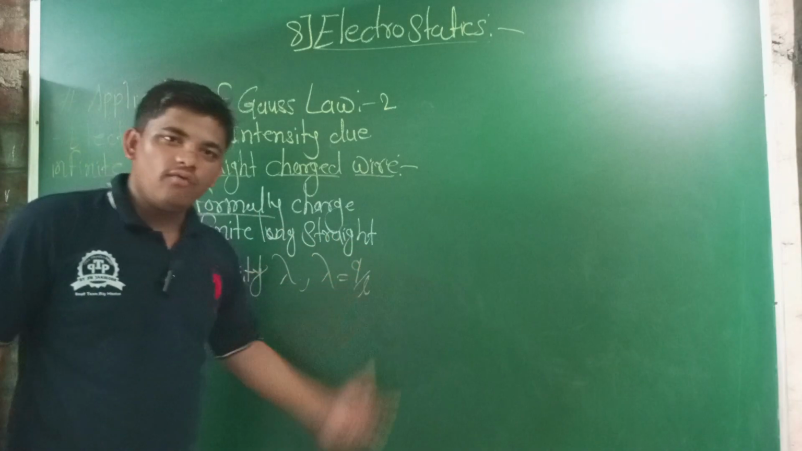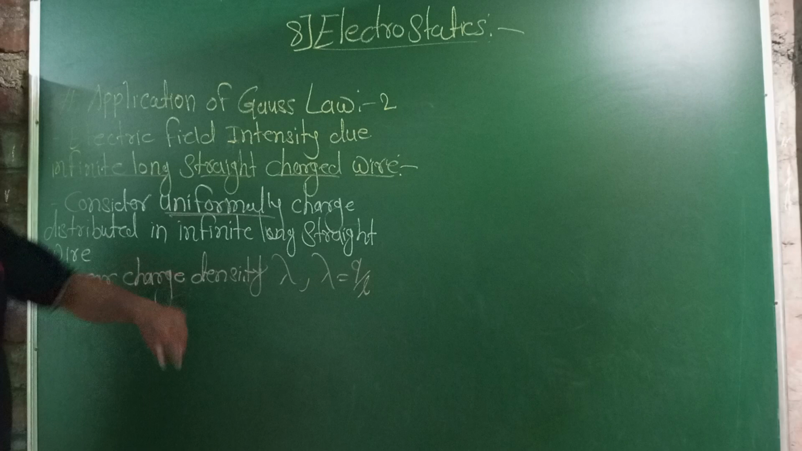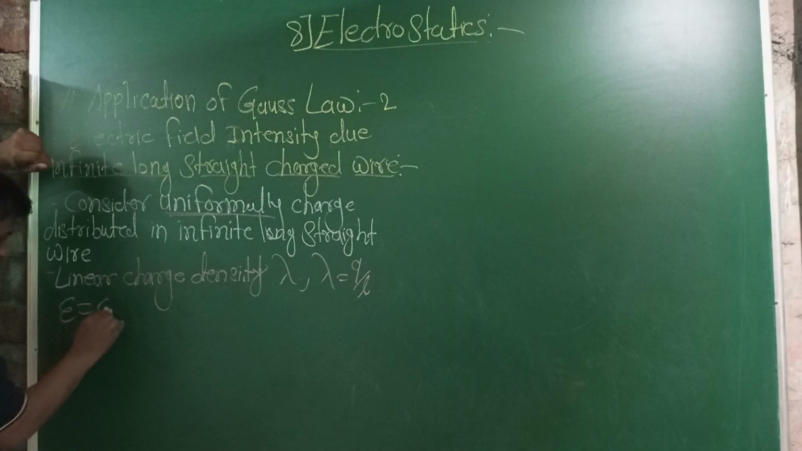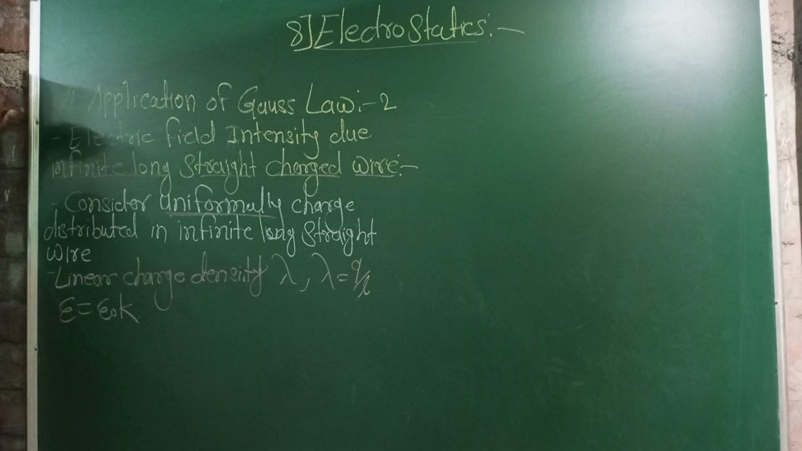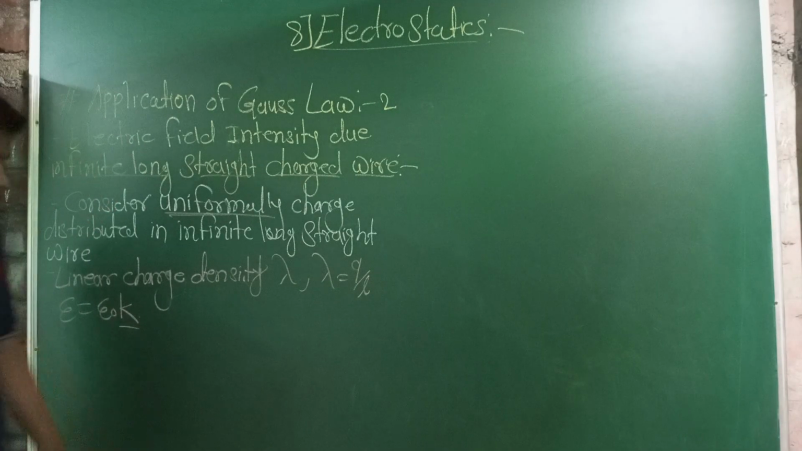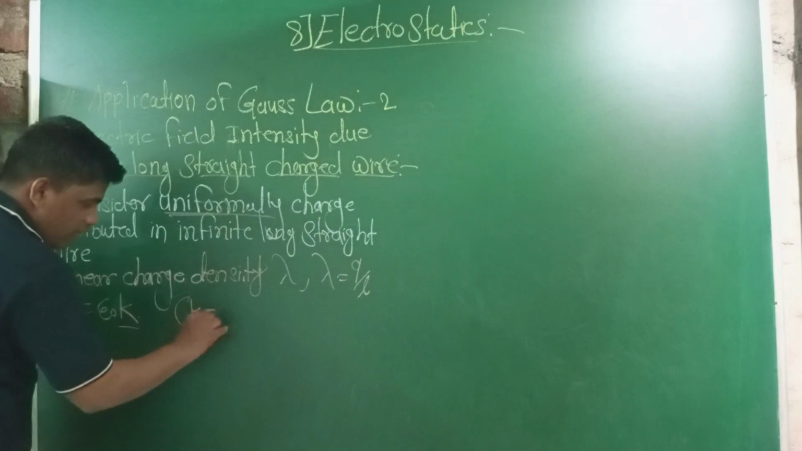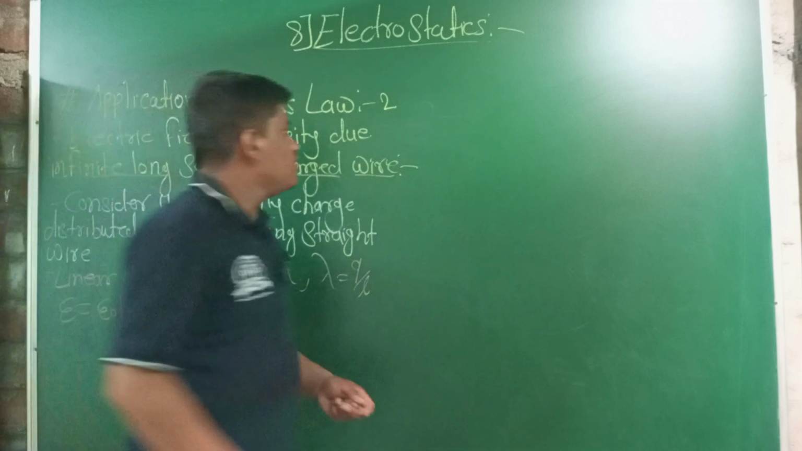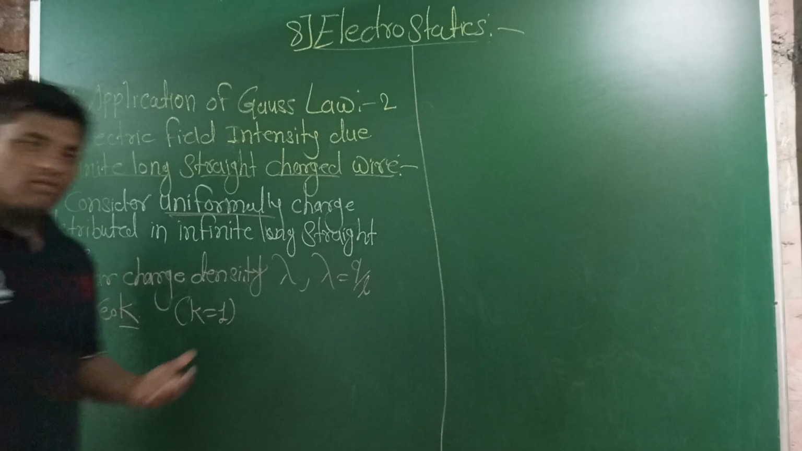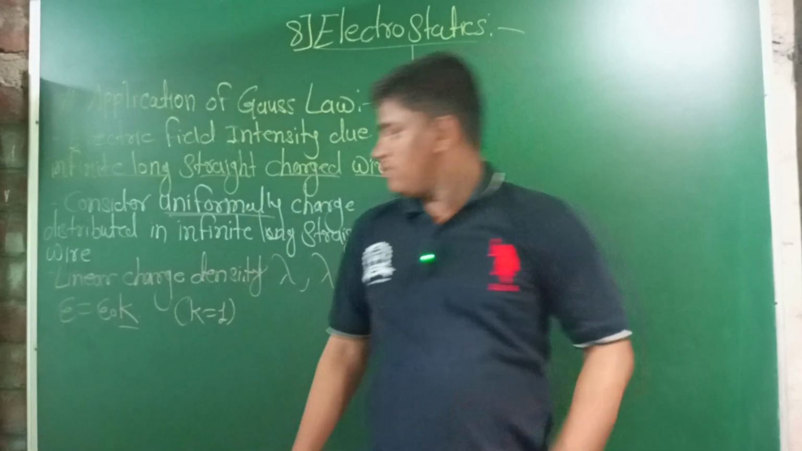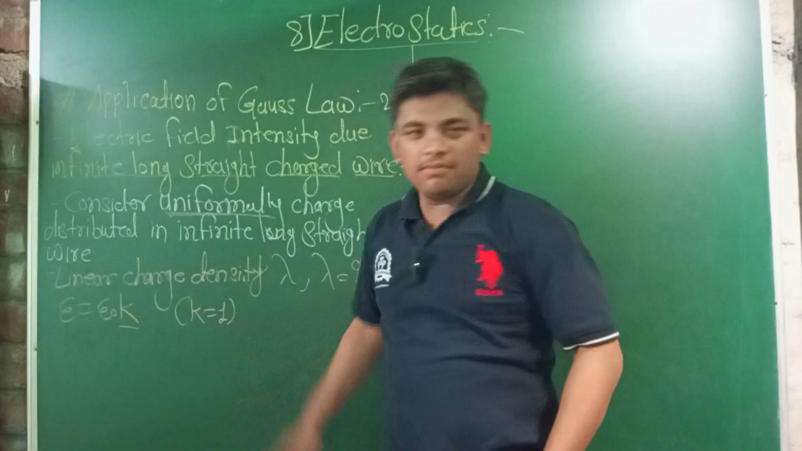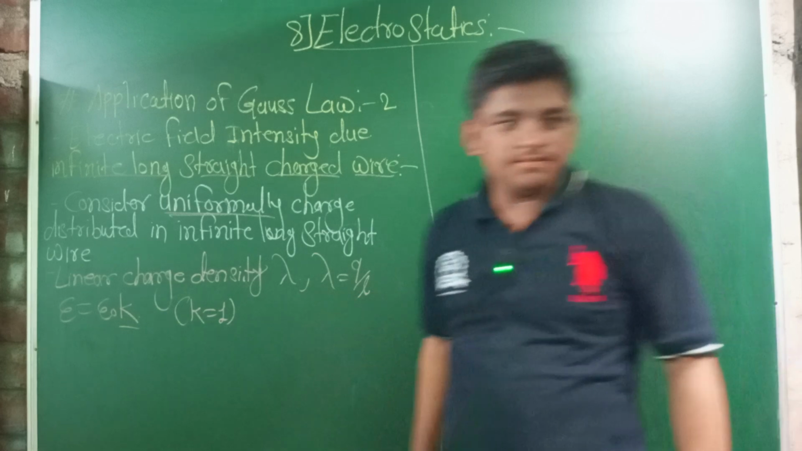This infinite straight wire is kept in a medium which has a permittivity, denoted like this. K is the constant of permittivity. The value of K is unity when we take the medium as air or vacuum. When we take an air or vacuum medium, the constant of permittivity must be unity, or 1.